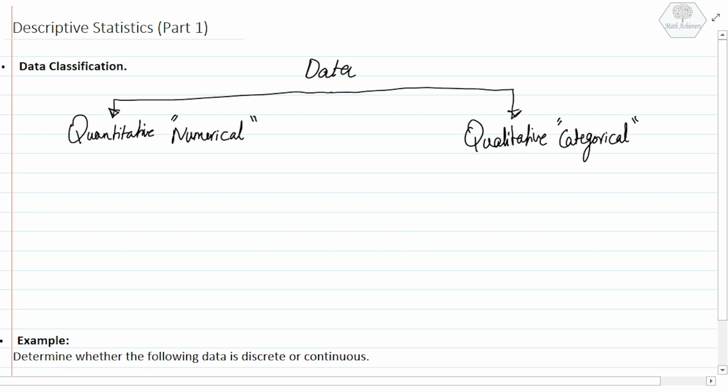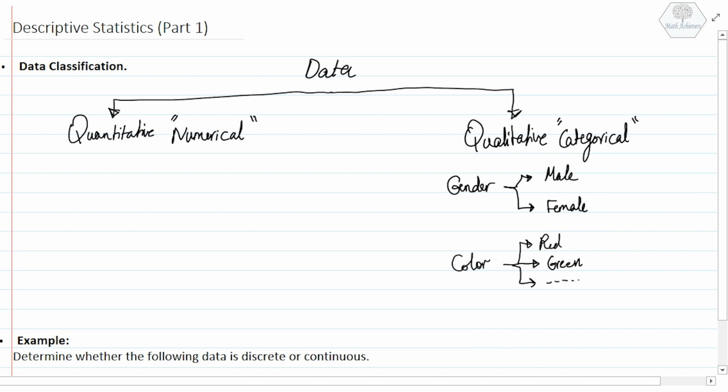Examples of the categorical or qualitative data is gender. Gender can be either male or female. Moreover, I can use color. Color can be either red, green, etc. All of these data types, I can call them qualitative.